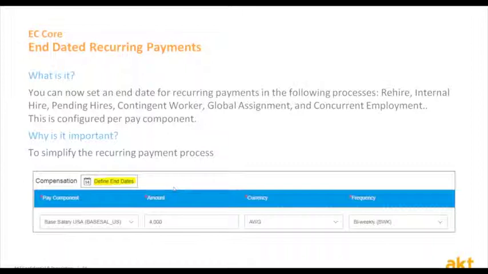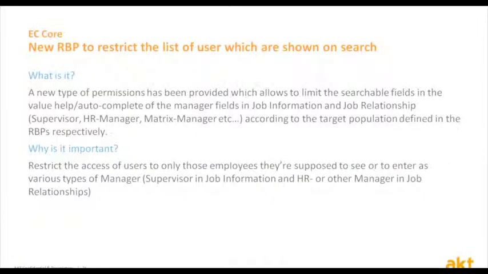The next enhancement is something several of our customers have been waiting for. On fields which contain a list of users such as supervisor and all of the job relationship manager fields, you can restrict with permission the list of employees which can be searched and selected. This is important because it can potentially improve data quality, where you will not be able to select managers who are not entirely relevant for the employee.